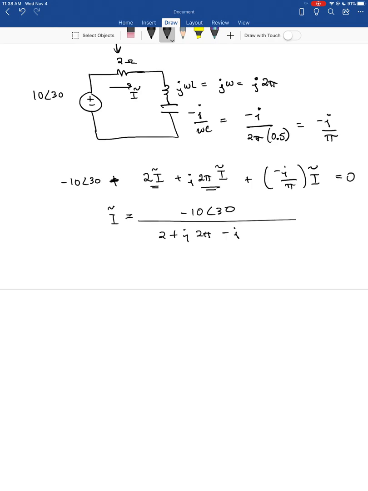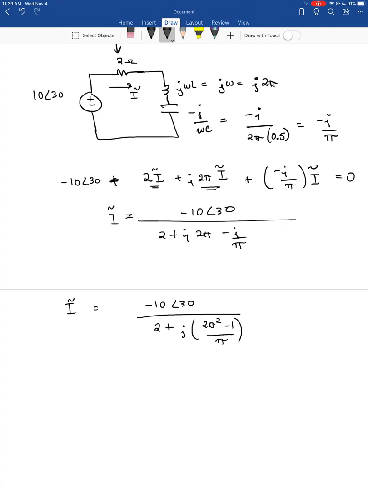Minus 10 angle 30 over 2 plus j times 2 pi minus j over pi. All right, so you would then leave this as minus 10 angle 30 in the numerator, and then in the denominator you want to collect your real terms and your imaginary terms. So this would be j times 2 pi squared minus 1 over pi.